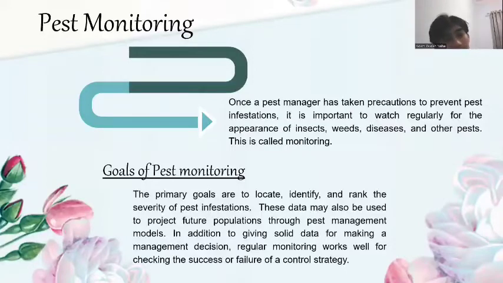And the second is goals of pest monitoring. The primary goals are to locate, identify, and rank the severity of pest infestation. This data may also be used to project future populations through pest management models. In addition to giving solid data for making a management decision, regular monitoring works well for checking the success or failure of control strategy.